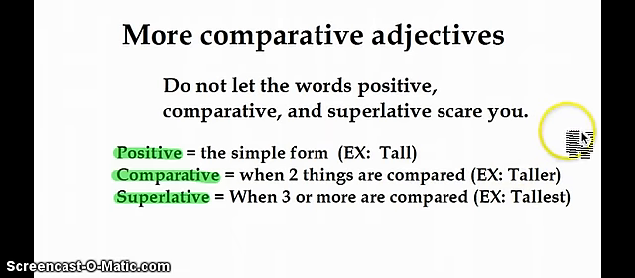Let's say I had 3 teachers. Mr. Sweet is the tallest of all the teachers. I get 3 or more. Now I take that form tall, I add est to it. That's the superlative form. So if you're comparing 3 or more things, you use that superlative form. Add est for superlative, or er for comparative.